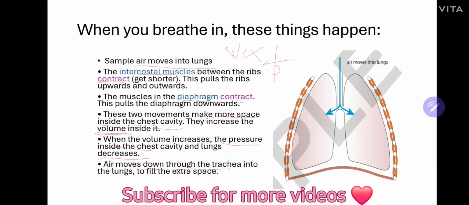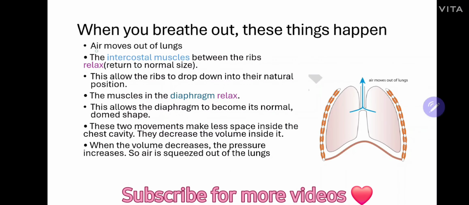Now we can see what's happening in the case of expiration. Expiration means the movement of air out of our body, out of our lungs, isn't it? So the air is moving out of our lungs. That means the intercostal muscles as well as the diaphragm are relaxing. In the case of inspiration, both of these muscles will be contracting, and in contrast, in the case of expiration both of these muscles will be relaxing.